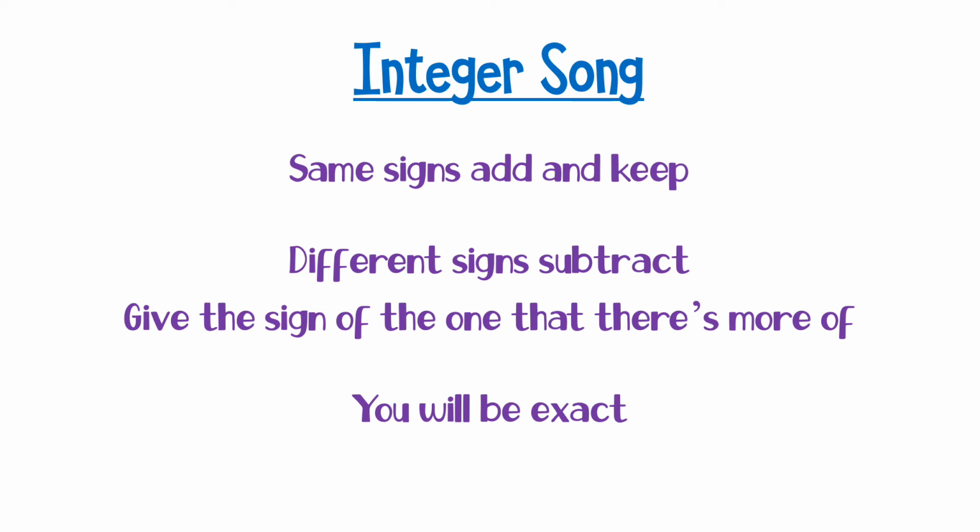If you noticed with those examples, when they have the same signs, we add and keep. And when they have different signs, we're subtracting the 0 pairs and giving the sign of the one that there's more of. This goes to the tune of Row, Row, Row Your Boat. Same signs add and keep, different signs subtract. Give the sign of the one that there's more of, you will be exact.